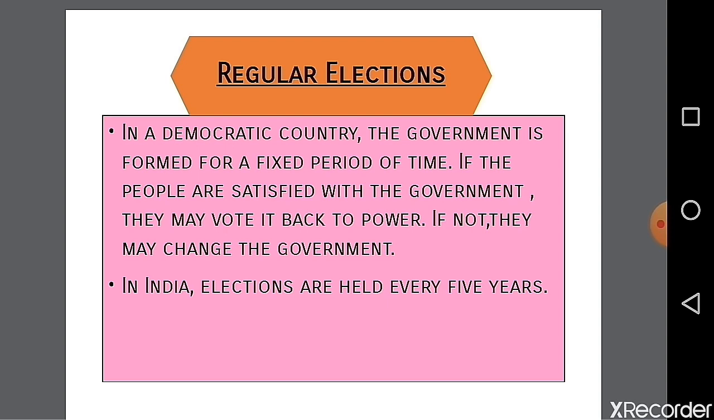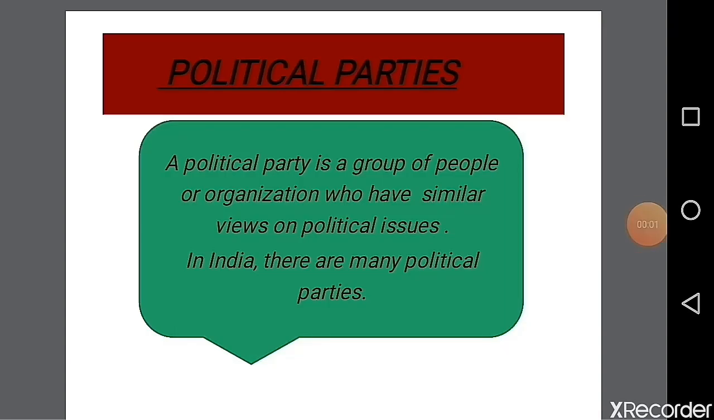Like, we liked Narendra Modi ji as a prime minister. That's why we voted him back. In the previous slide, I talked about the elections. That elections are held every 5 years and different political parties take part in these elections.